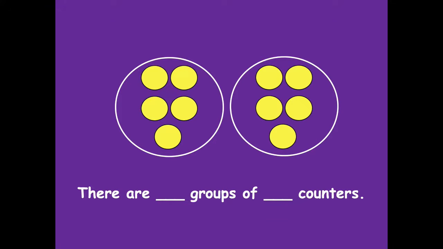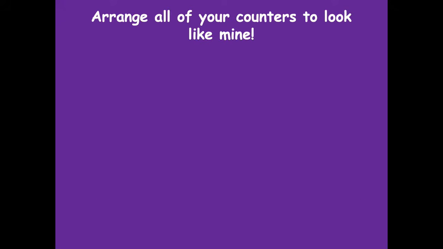All right, friends, so there are 2 groups of 5 counters. Is that what you guys said? All right, awesome. All right, so now we're going to arrange all of your counters to look like mine.